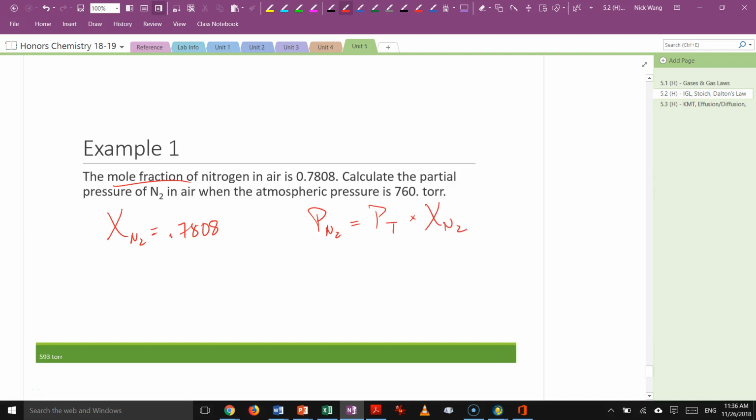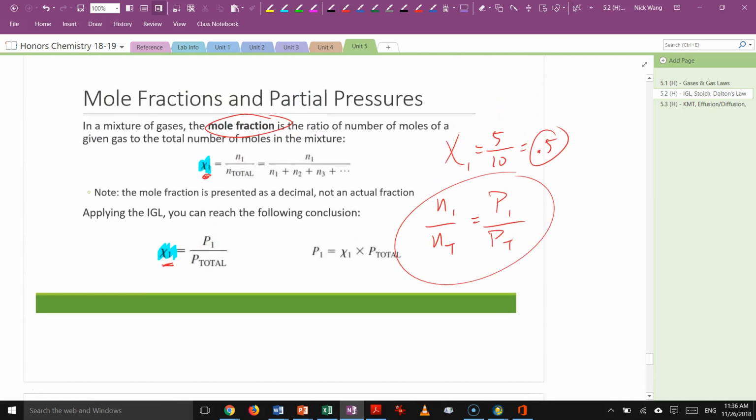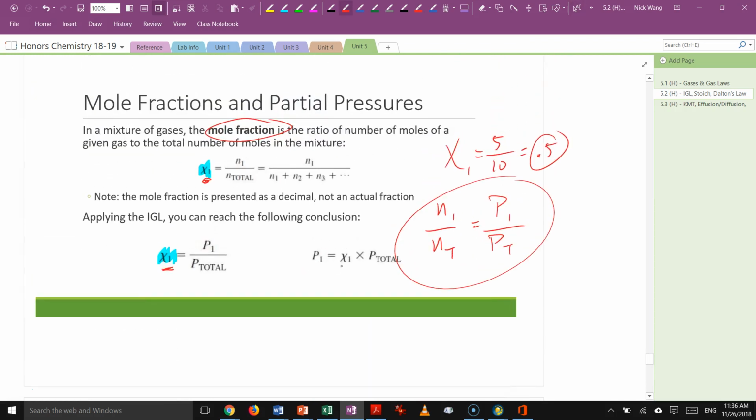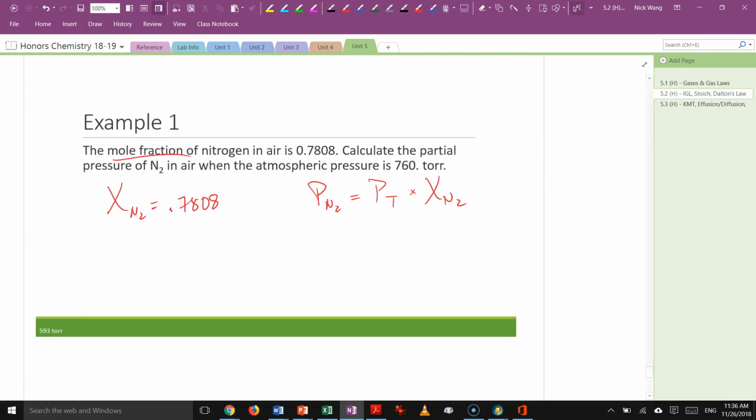All right, now, where did that come from? Again, it's rewriting what we had on the previous page. The partial pressure of this gas is equal to the mole fraction of the gas times the total pressure, which is what we have right here. Partial pressure of N2 is equal to the total pressure times the mole fraction of N2. So let's put this together. We know that the total atmospheric pressure is 760 torr. Then you multiply that by the 0.7808 from the mole fraction, and you do a little bit of math and you get 593 torr.